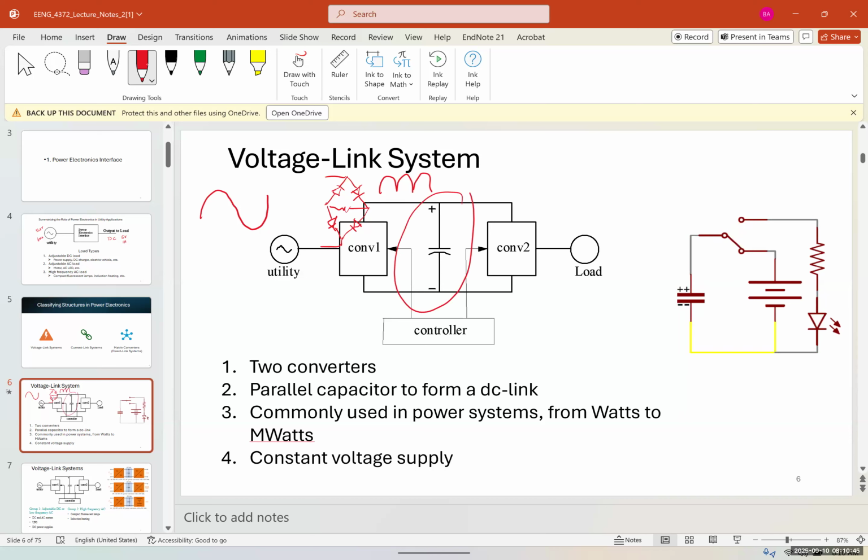Now, the role of this capacitor is to store energy and to be able to smooth the signal. So when the signal passes the capacitor, I'm going to draw it with black. It's going to smooth out the ripple. So you're going to have something that looks like this. And finally, converter number two could be a buck boost converter.